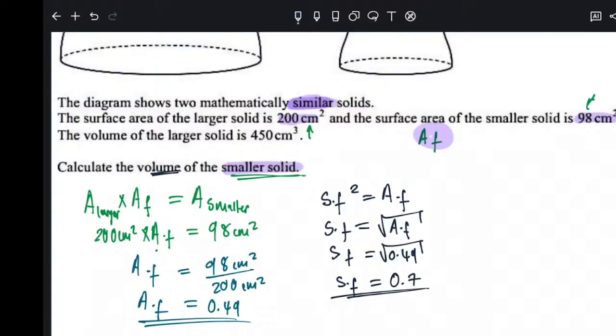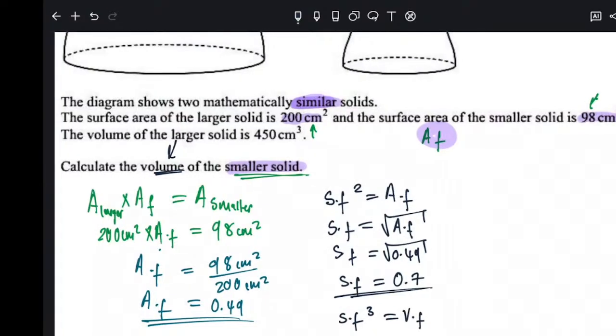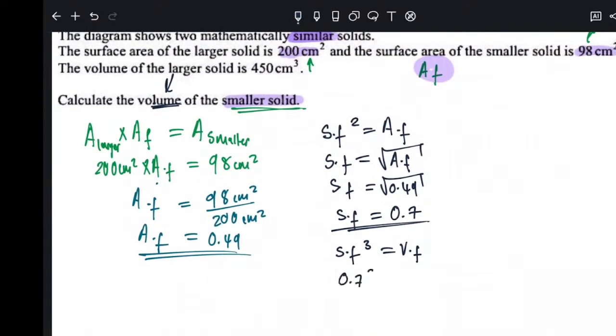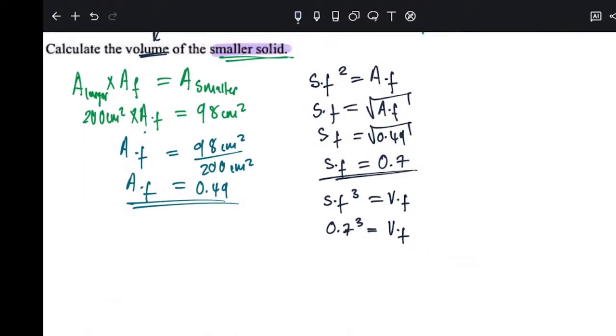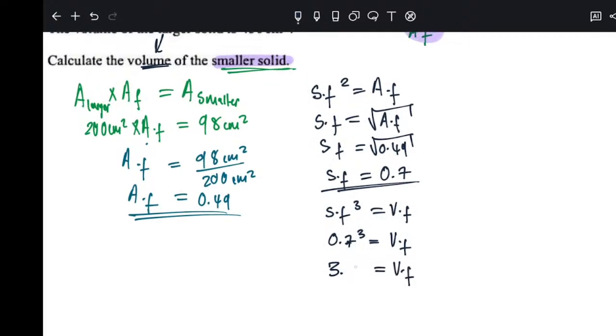So now, let's go for it. We want volumes. So we now want volume factor. Scale factor cubed will give you volume factor. What is the scale factor cubed? 0.7 cubed should give us volume factor. What is 0.7 cubed? Can you now do it? Because we now want volume factor. 0.343 is the volume factor.